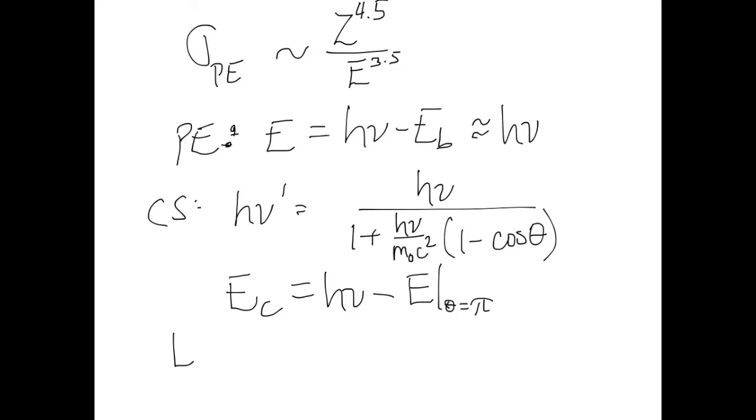Okay, and then there was pair production. In pair production, we had the energy of the electron plus the energy of the positron, and that was equal to h nu, my gamma ray energy, minus 2 m naught c squared, or 1.022 MeV.